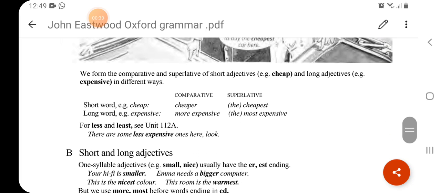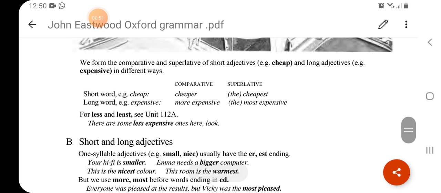But today we should learn how we know when to use the comparative degree and when to use the superlative degree. So these are two important things to know. We form comparative and superlative of short adjectives and long adjectives in different ways. अब हमें ये देखना है कि what are short adjectives and what are long adjectives. So short and long depends on the syllables that a word has.